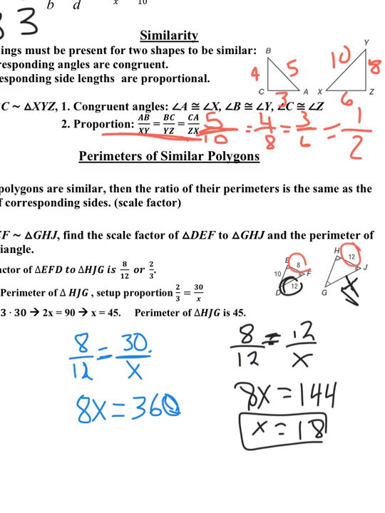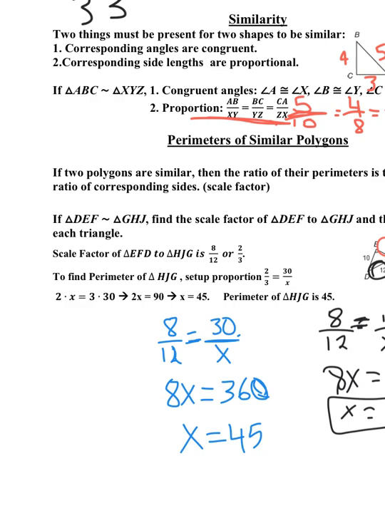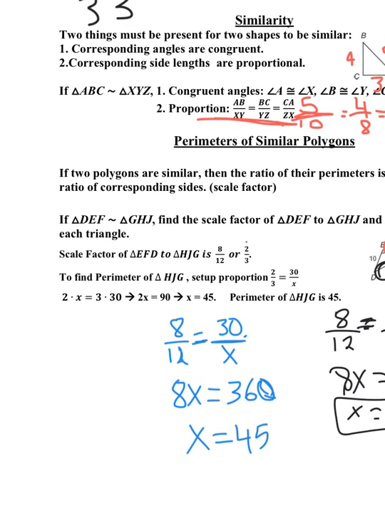Divide. And the perimeter is going to be 45. That's actually shown to you on the notes here. They reduced the fraction 8 over 12. You can do that. It doesn't matter. You'll still get the same answer.